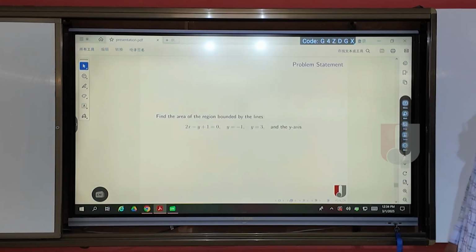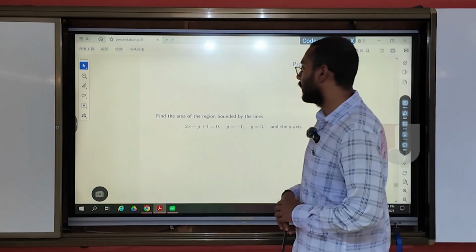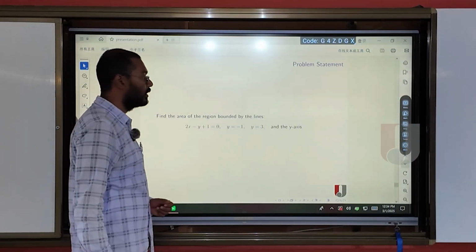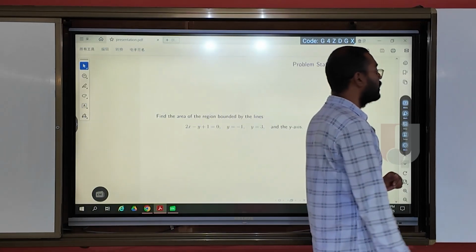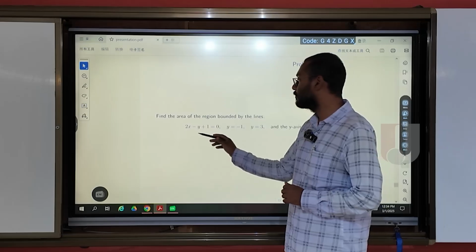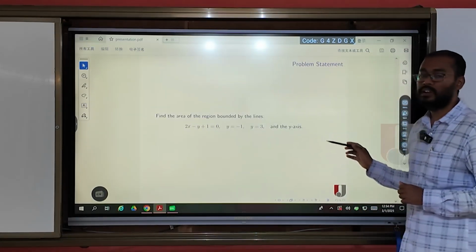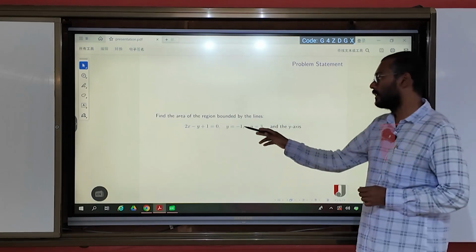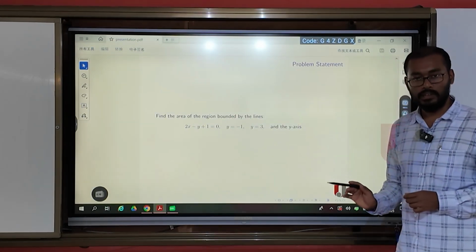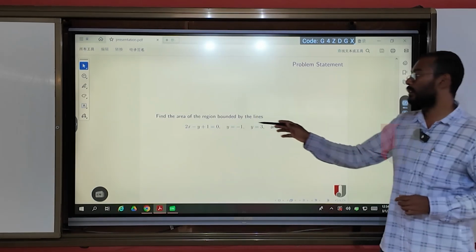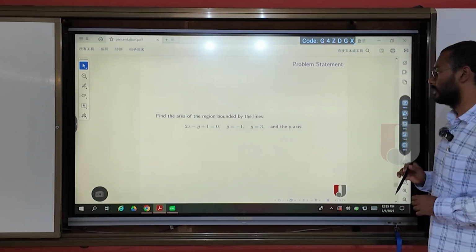Now this is a very easy problem: 2x minus y plus 1 equal to 0, y equal to minus 1, y equal to 3, and the y axis. This is the zone bounded by these four straight lines. One is 2x minus y plus 1 equal to 0, another is that line. Now we have to compute the area bounded by these four lines.